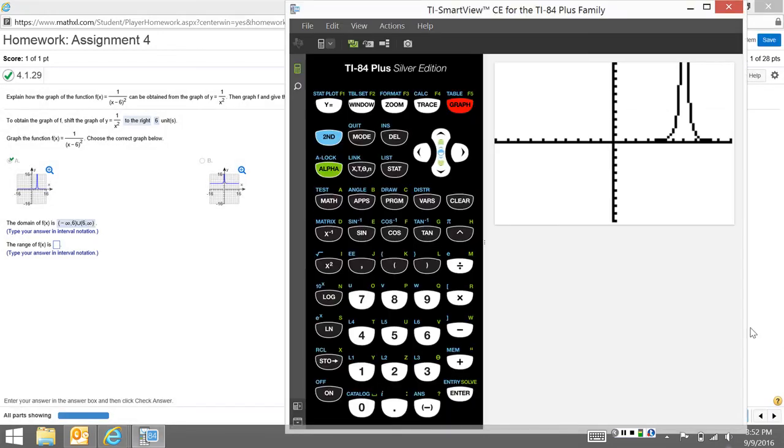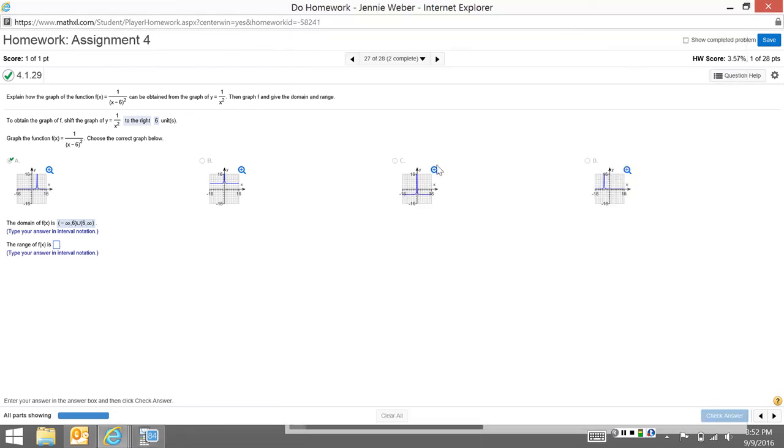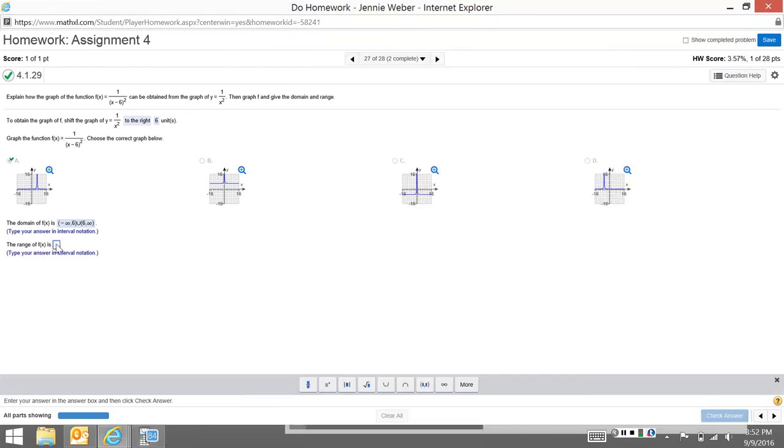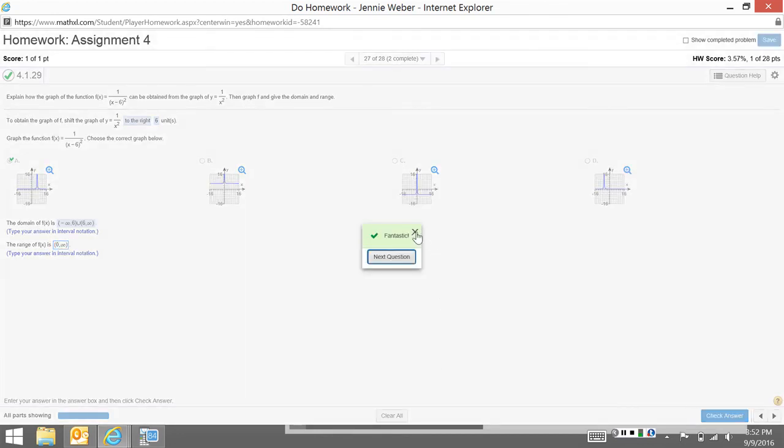And then the last one, the range. As I look at this, I can see here I've got a horizontal asymptote at 0. This is never going to actually get to 0, so I'm going to start at 0, and I'm going to go to positive infinity. I go up, but I can't go down.